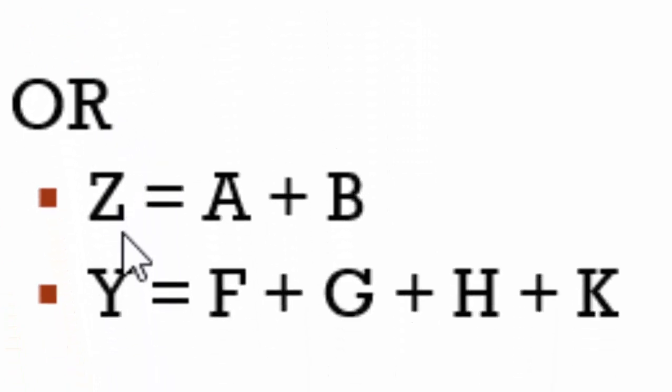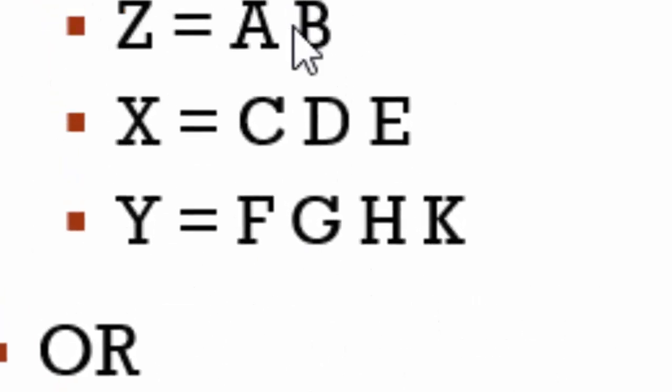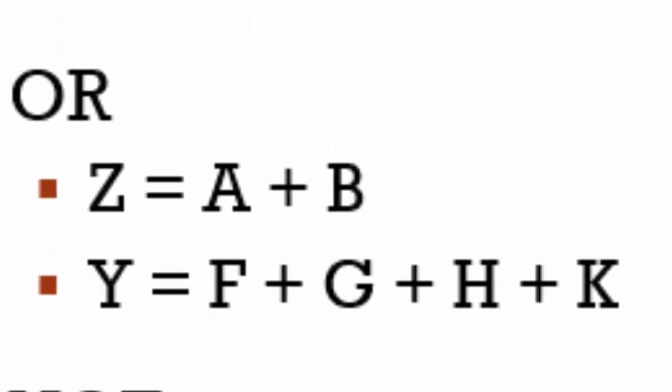Now, an example for OR is this one. A or B. You have a plus sign in between which will denote OR. For the AND, if you don't see any symbol in the middle, that is assumed to be AND. So OR is the plus sign. How many inputs do you have here for Z equals A or B? You have two inputs. For Y, how many inputs? Of course, you have F, G, H, K. That's four inputs, because one, two, three, and four.